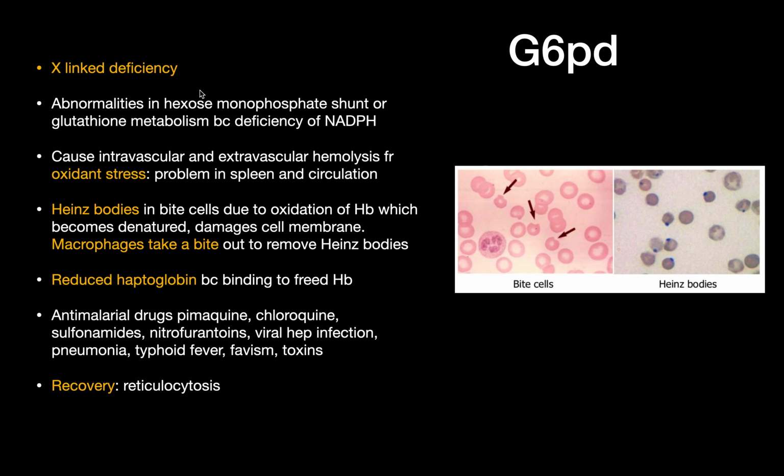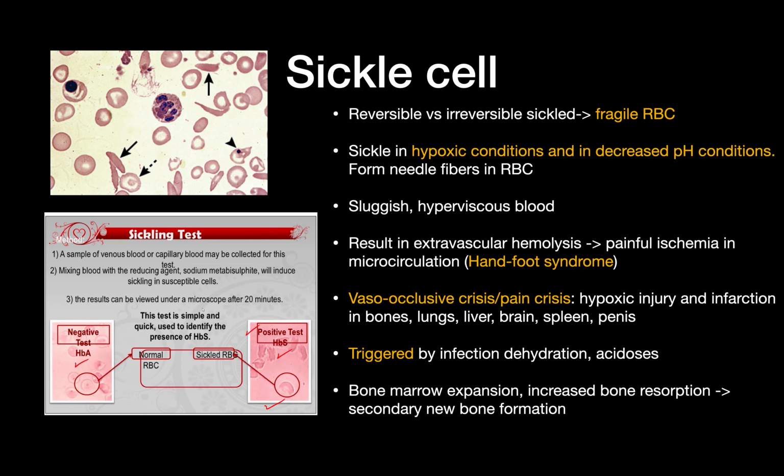So usually this is an X-linked deficiency, but it can be caused by the anti-malarial drugs, along with some kind of viral hepatitis infection, pneumonia, typhoid fever, favism especially. Not very common here in the States, but very common in the Middle East, and some kind of toxin. So in a recovery phase, there is going to be reticulocytosis. So reticulocytes are going to be in the peripheral blood. Or not in the peripheral blood, I'm sorry. It's going to be present in the bone marrow, sorry.